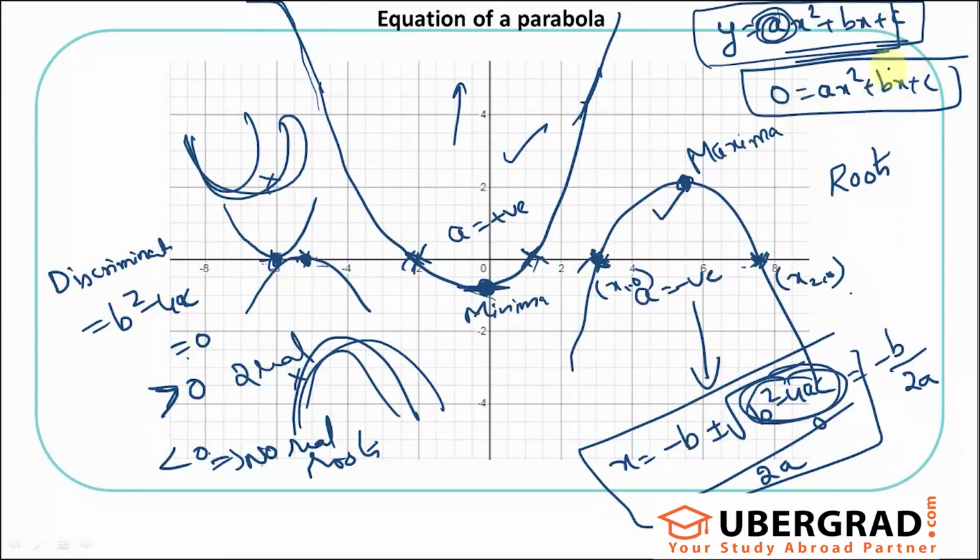Another thing that you need to understand is this: in this form, this c is basically the y-intercept. For example, for this graph, if I draw like this, right? Let's say it cuts here. So this is basically what you'll see for c.